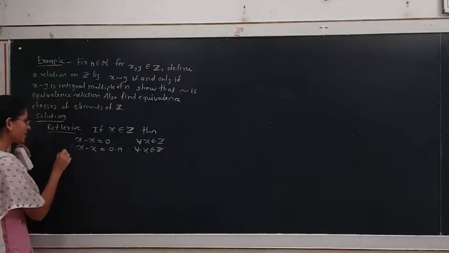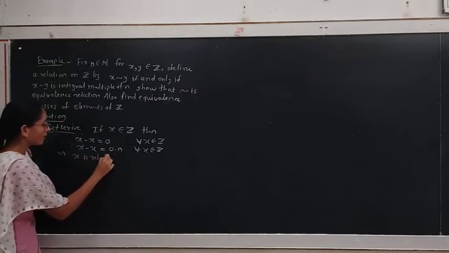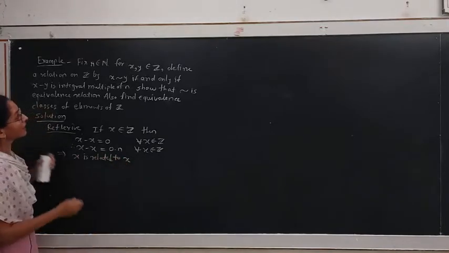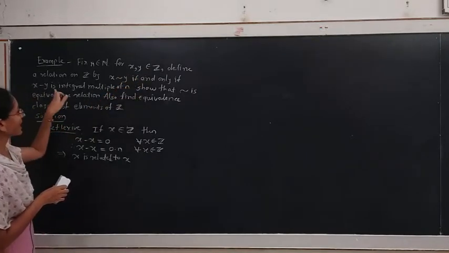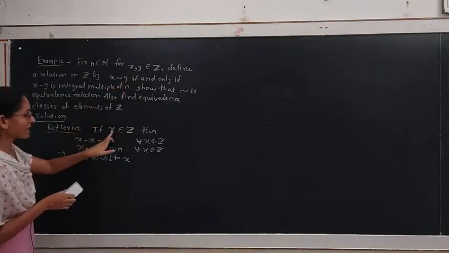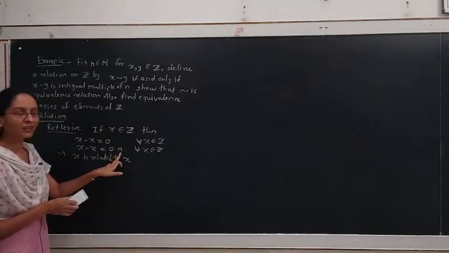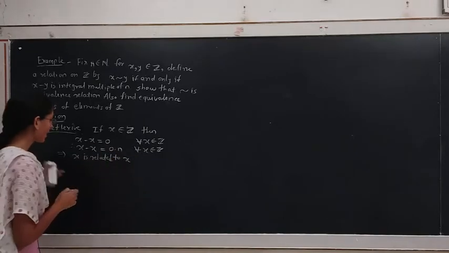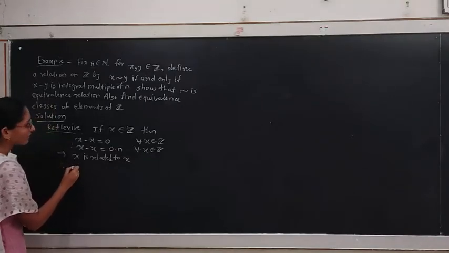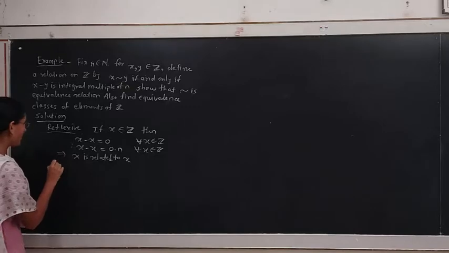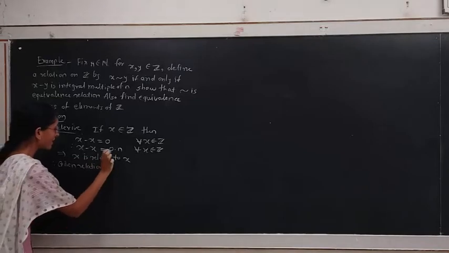This means x is related to x. See, if x and y belong to Z, x is related to y if and only if x minus y is an integral multiple of n. Here x belongs to Z and x minus x is an integral multiple of n. Therefore, x is related to x, and it is true for all x belongs to Z. Therefore, R is a reflexive relation. Therefore, the given relation is reflexive.